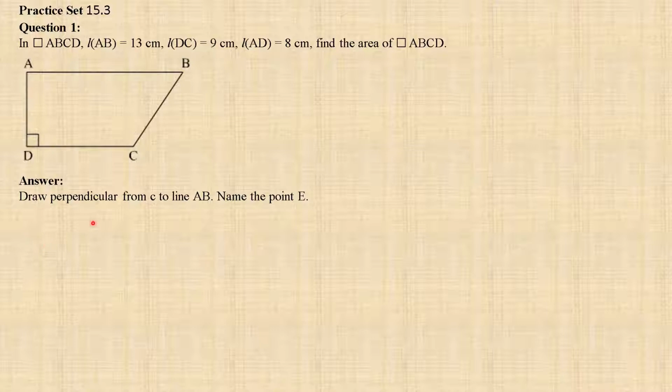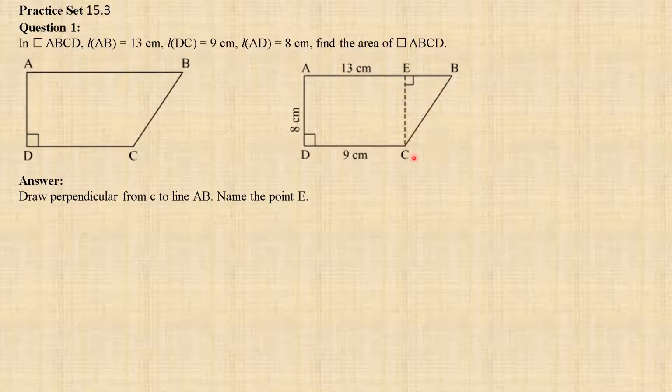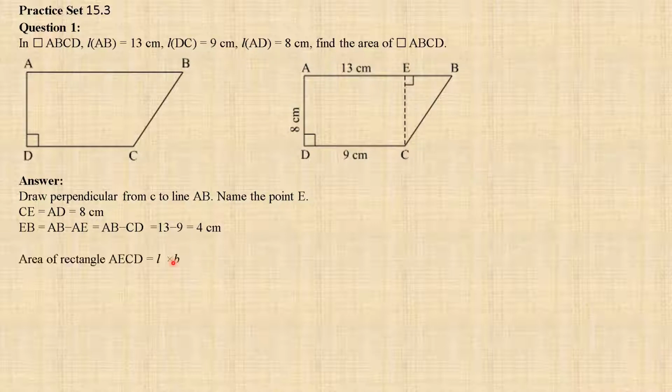So first we'll draw a perpendicular from C to line AB. Name the point E. So in this figure, if you see, we have drawn a perpendicular from C to line AB, and this is point named E. CE and AD would be of 8 centimeters. So if you see, EB will be equal to AB minus AE, which is equal to AB minus CD, as AE and CD are the same. So we'll have 13 minus 9, which is 4 centimeters.